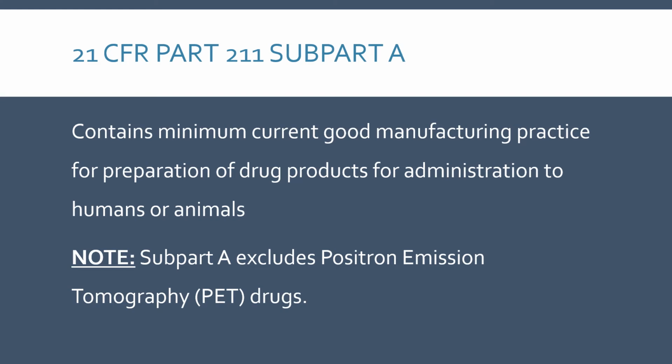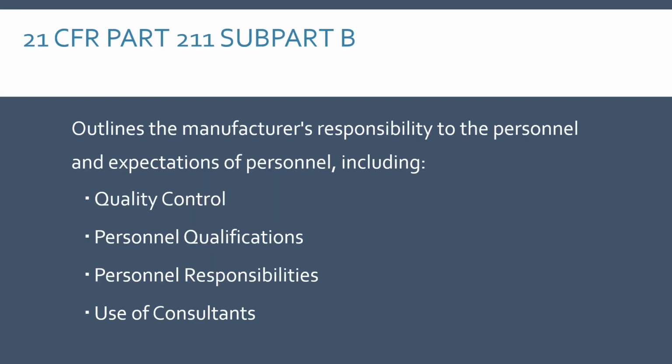Subpart A describes the scope of Part 211, which ultimately contains the minimum current good manufacturing practice for preparation of drug products for administration to humans or animals. Please note that this part does not include drugs used for positron emission tomography or PET scans. Subpart B of Part 211 addresses the organization and its personnel. It describes the responsibilities of quality control units, personnel qualifications, personnel responsibilities, and the use of consultants.